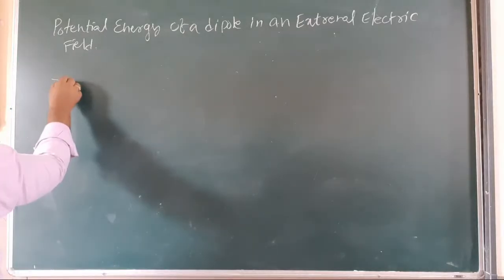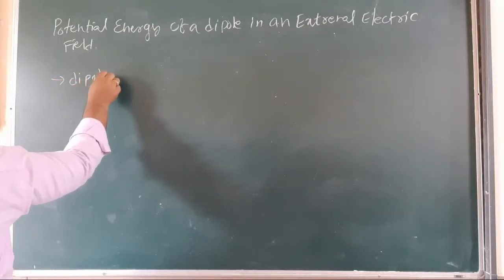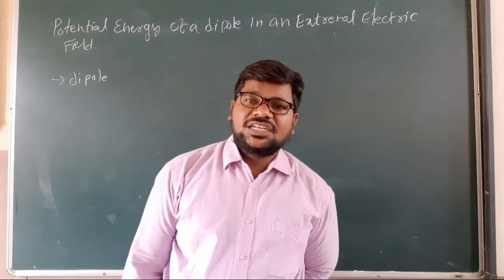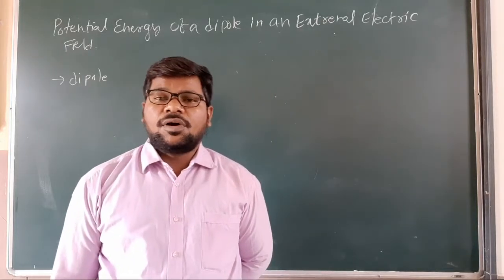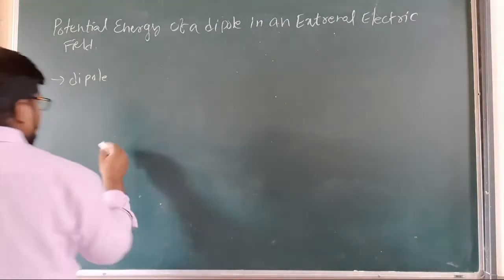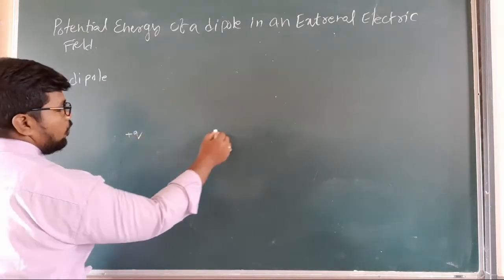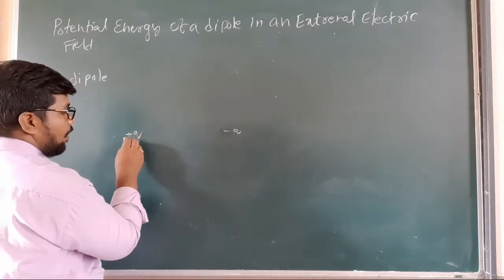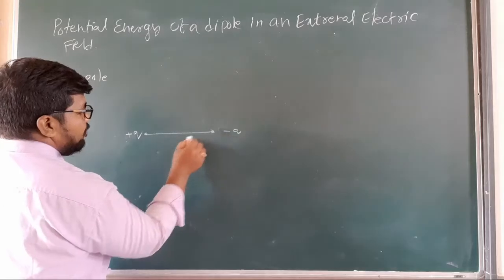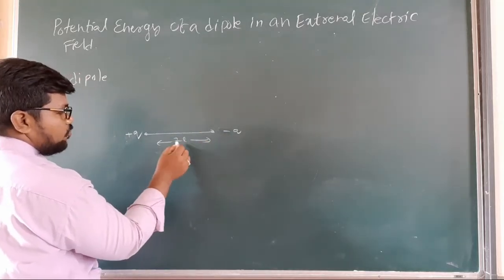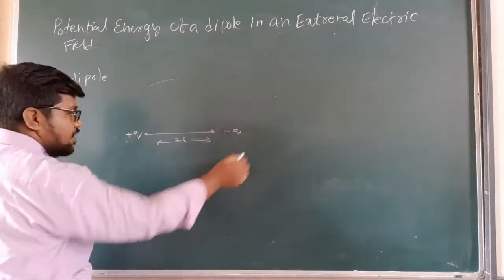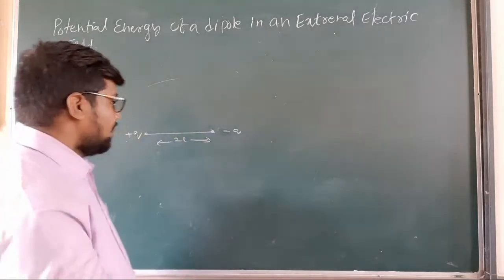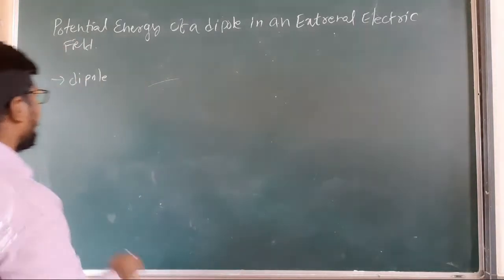First of all, what is a dipole? A dipole is a system of two equal magnitude charges separated by a small distance. Consider two charges, +Q and -Q, equal in magnitude and opposite in nature, separated by a small distance. That distance we denote as 2L. This we call an electric dipole.